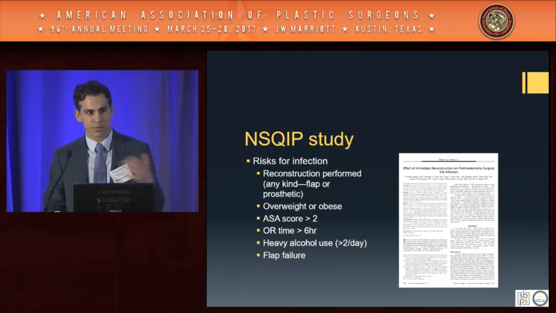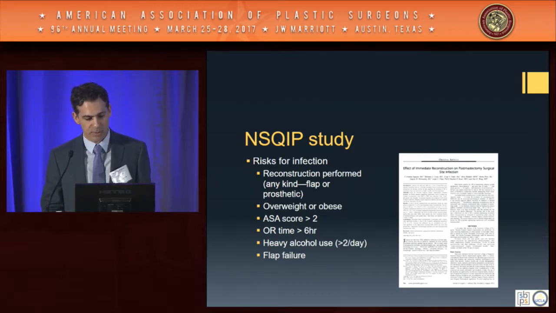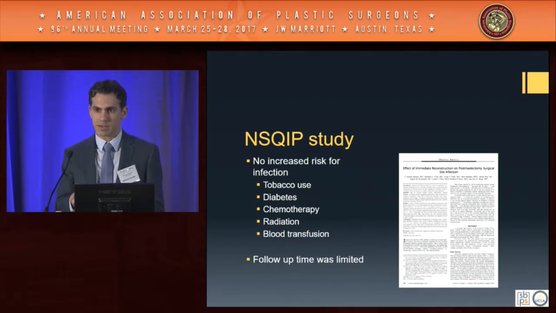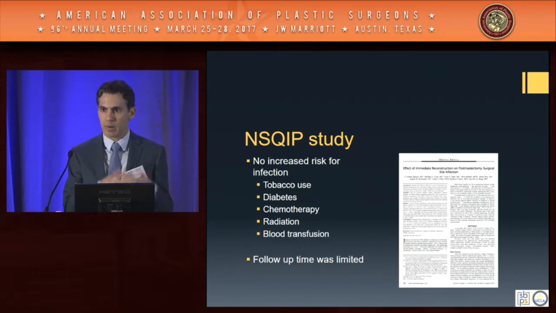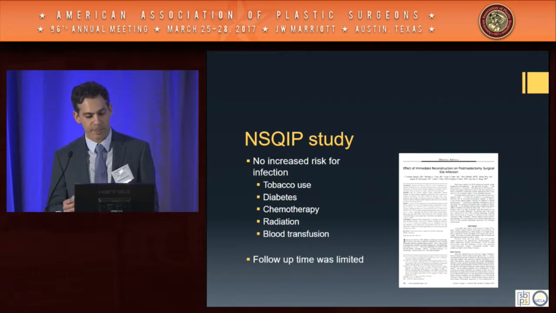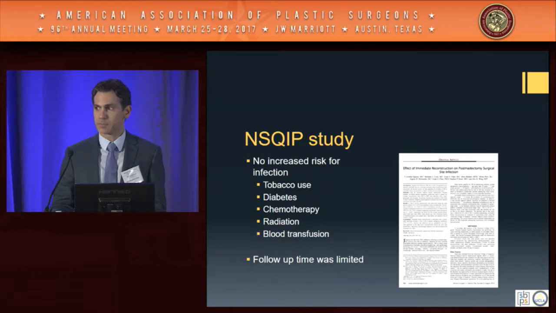For various reasons, if there's a flap failure, you're going back, repeated surgeries, you can see how that would increase the infection risk as well. Now, they did look at these other criteria, and what they noticed is these did not show a statistically significant increased risk of infection. And this was really a surprise for me, because I think a lot of these, intuitively, we know as plastic surgeons, do seem to increase risk of problems with healing, but it did not lead to an increased infection risk. And those qualities were tobacco use, diabetes, chemotherapy, radiation, and blood transfusion.